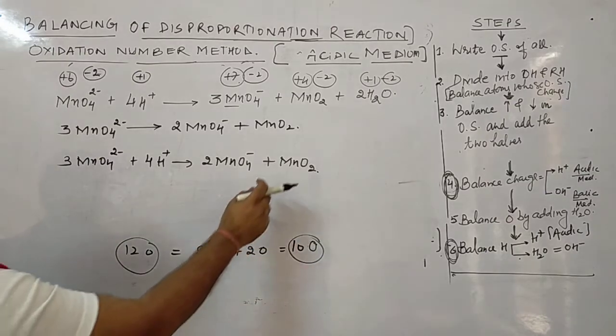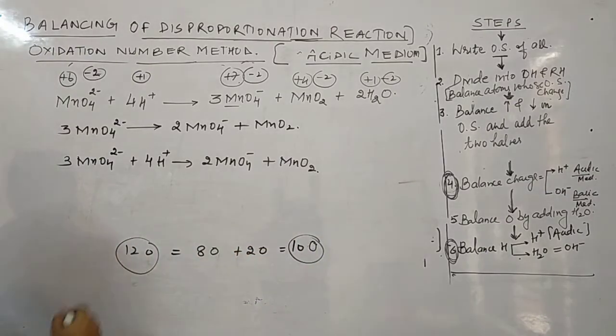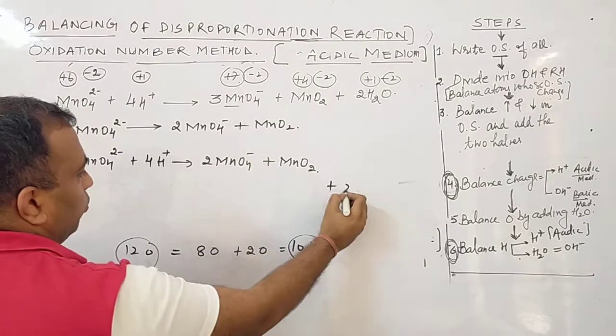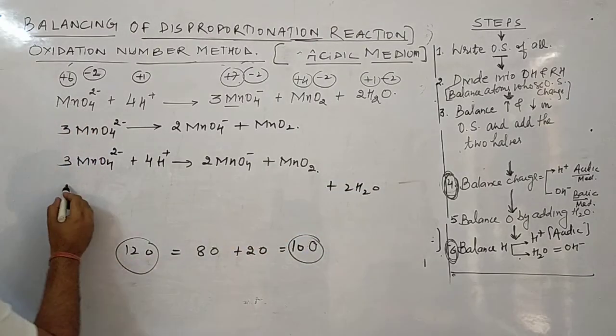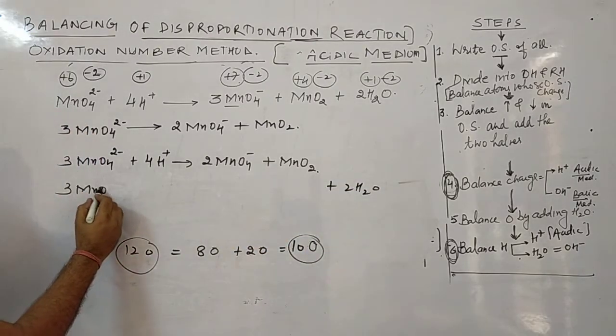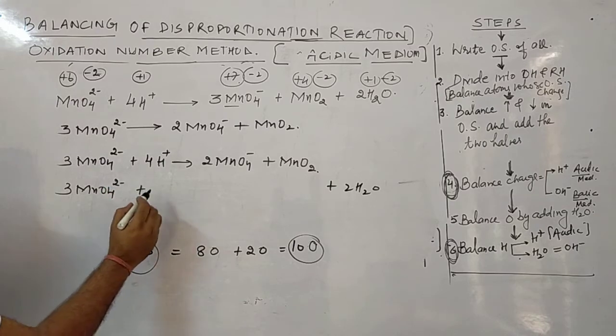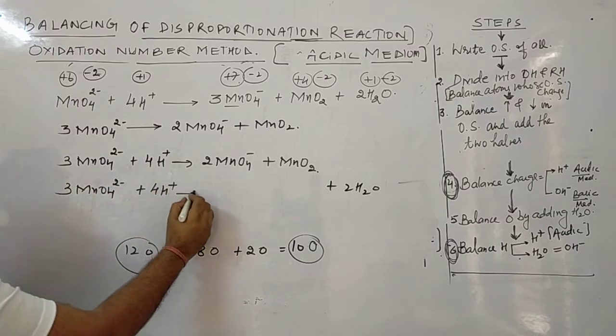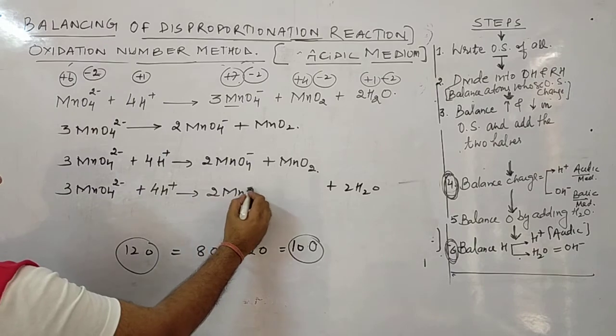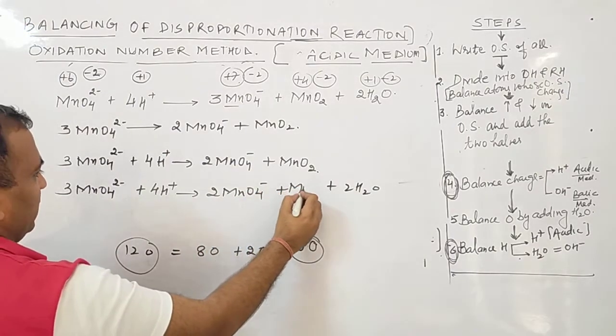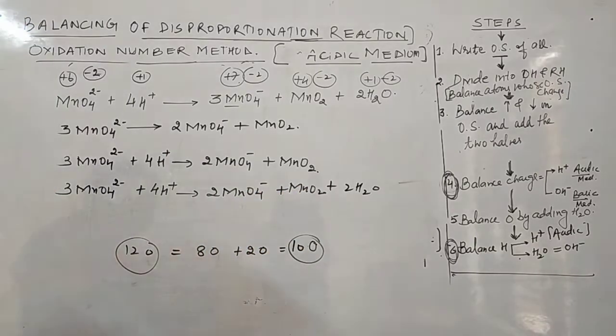तो बेटा यहाँ पर कितने ऑक्सीजन कम है? 2 ऑक्सीजन कम. So add 2 water molecules. So 3 MnO4 2 negative plus 4H positive giving twice MnO4 negative plus MnO2, 2 water molecules.